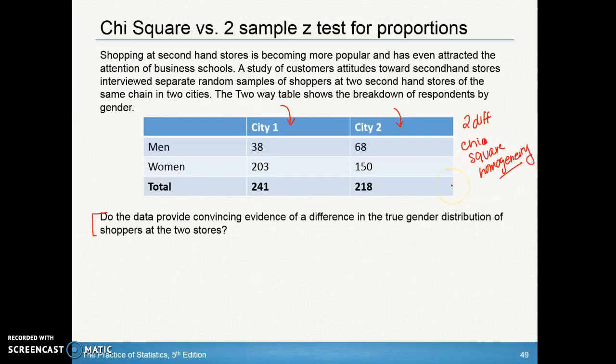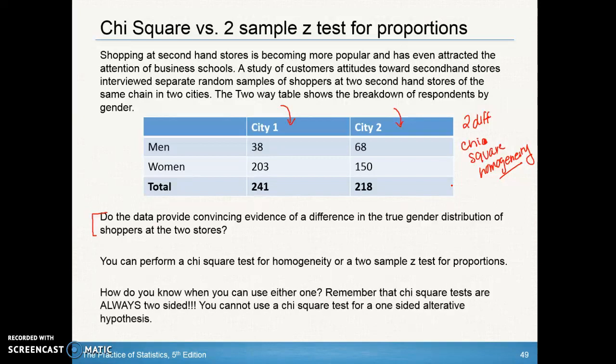Okay, now also, since this is 2 different populations, we can actually use a 2-sample z-test for proportions. Now, what would that look like? How do you know which one to use? Remember, the chi-square tests are always two-sided, so you cannot use a chi-square test for a one-sided alternative hypothesis, because if you take a look at the question, it says, do the data provide convincing evidence of a difference? It doesn't say that one is larger or smaller in the true gender distribution of shoppers at the two stores.